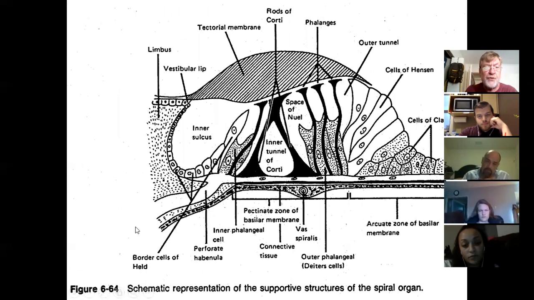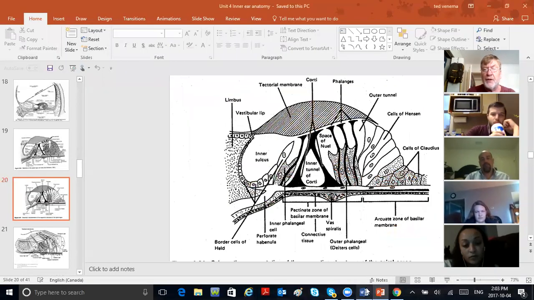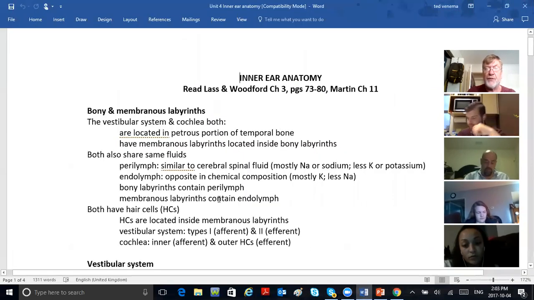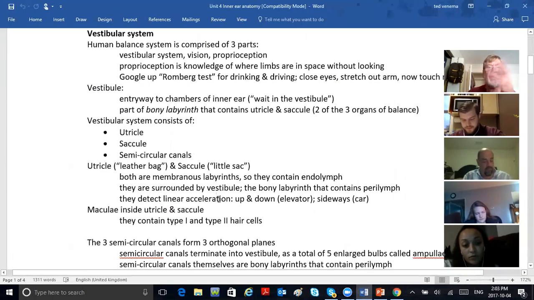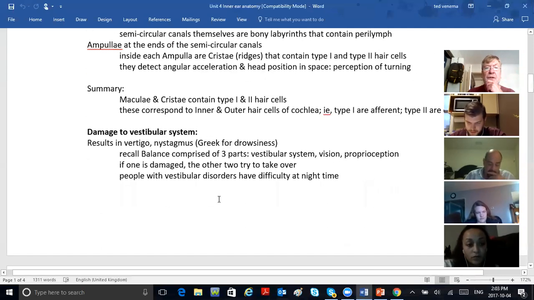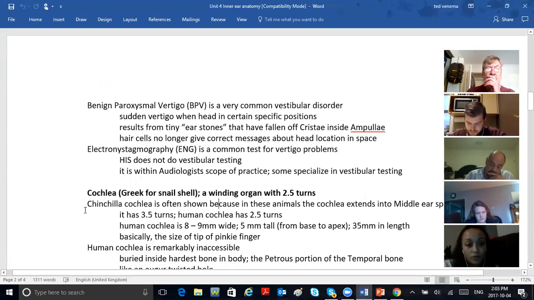Let's go to our notes now. So I think it's time we look at our notes and make sure that we're following things correctly. So we went through our vestibular system. That's all good. Benign paroxysmal vertigo, electronystagmography, we all covered that already earlier in this session.